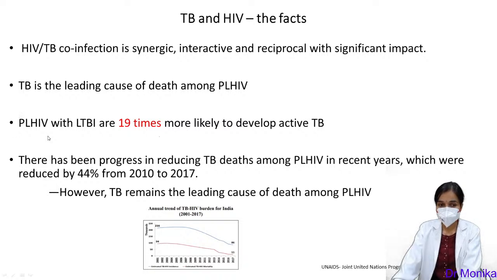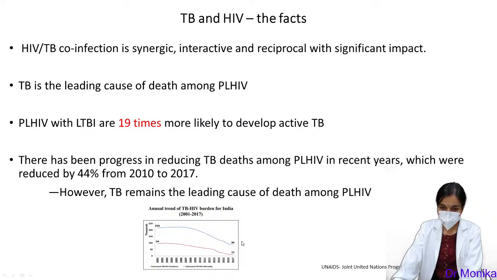Patients living with latent TB infection are almost 19 times more likely to develop active TB. And this co-infection is synergistic and interactive, giving a reciprocal advantage, with a significant impact.